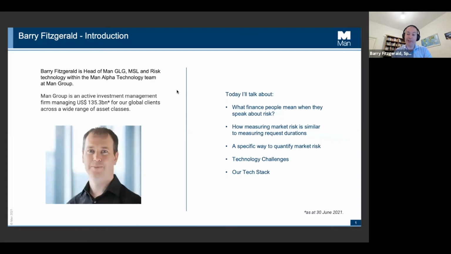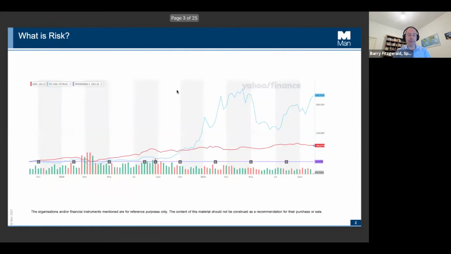I'm going to talk a little bit today about what finance people mean when they talk about risk. I'm going to talk a bit about specific ways of quantifying market risk. And I'm also going to talk about some of the technologies in implementing those techniques. But let's just start with what is risk.